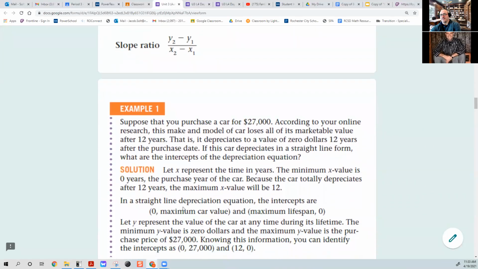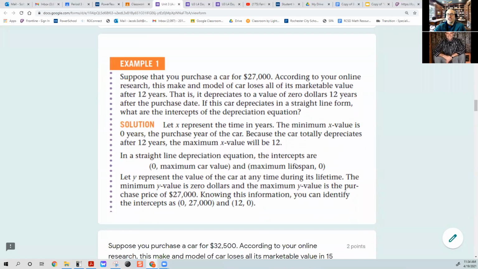So here is our situation. Suppose you purchase a car for $27,000. According to your online research, this make and model of car loses all of its marketable value after 12 years. That is, it depreciates to a value of $0 12 years after the purchase date. If this car depreciates in a straight line form, what are the intercepts of the depreciation equation?